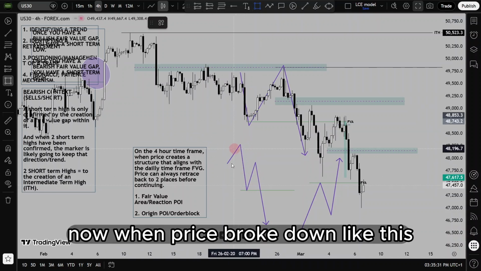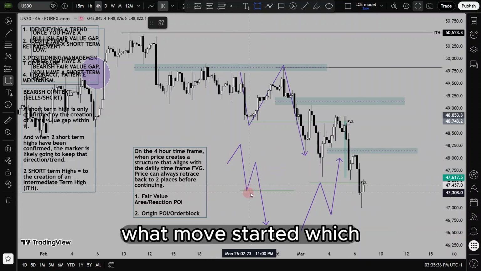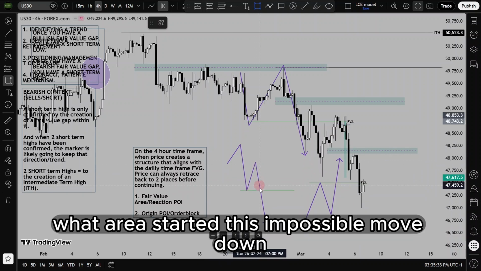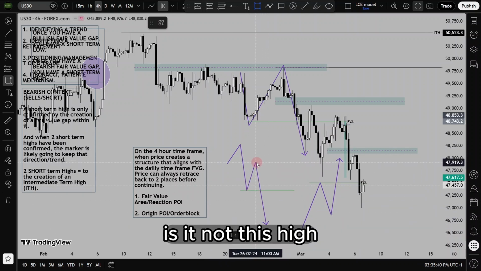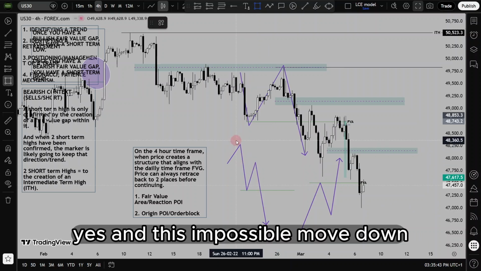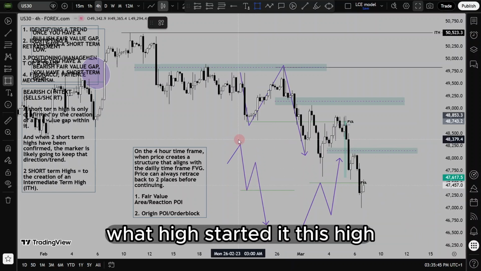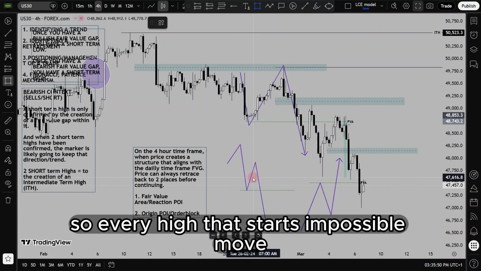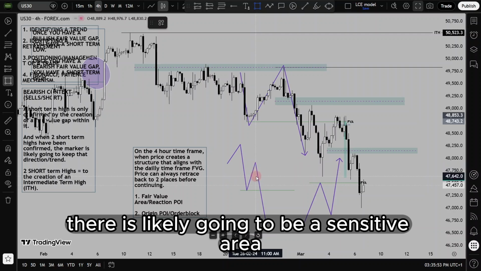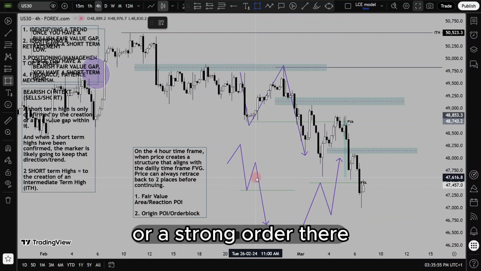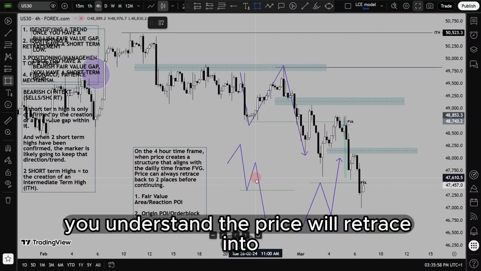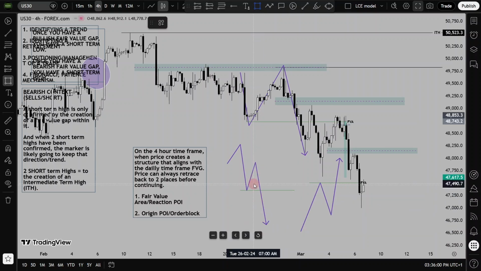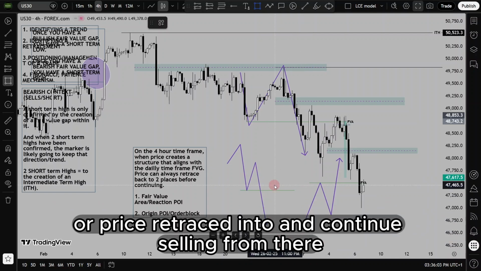Now when price broke down like this, it broke this high. What move started? What area started this impulsive move down? Is it not this high? And this impulsive move down, what high started it? This high. Good. So every high that starts an impulsive move, there is likely going to be a sensitive area or a strong order there. You understand? That price will retrace into, take the order, or price will retrace into and continue selling from there.